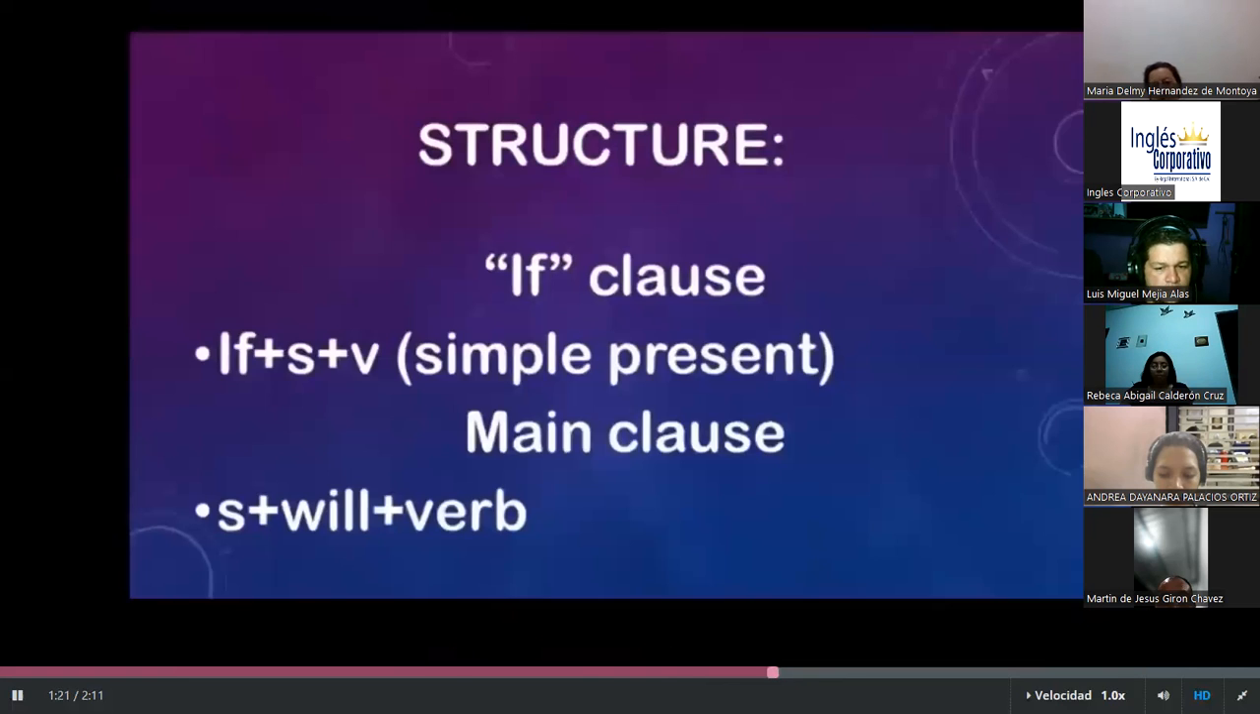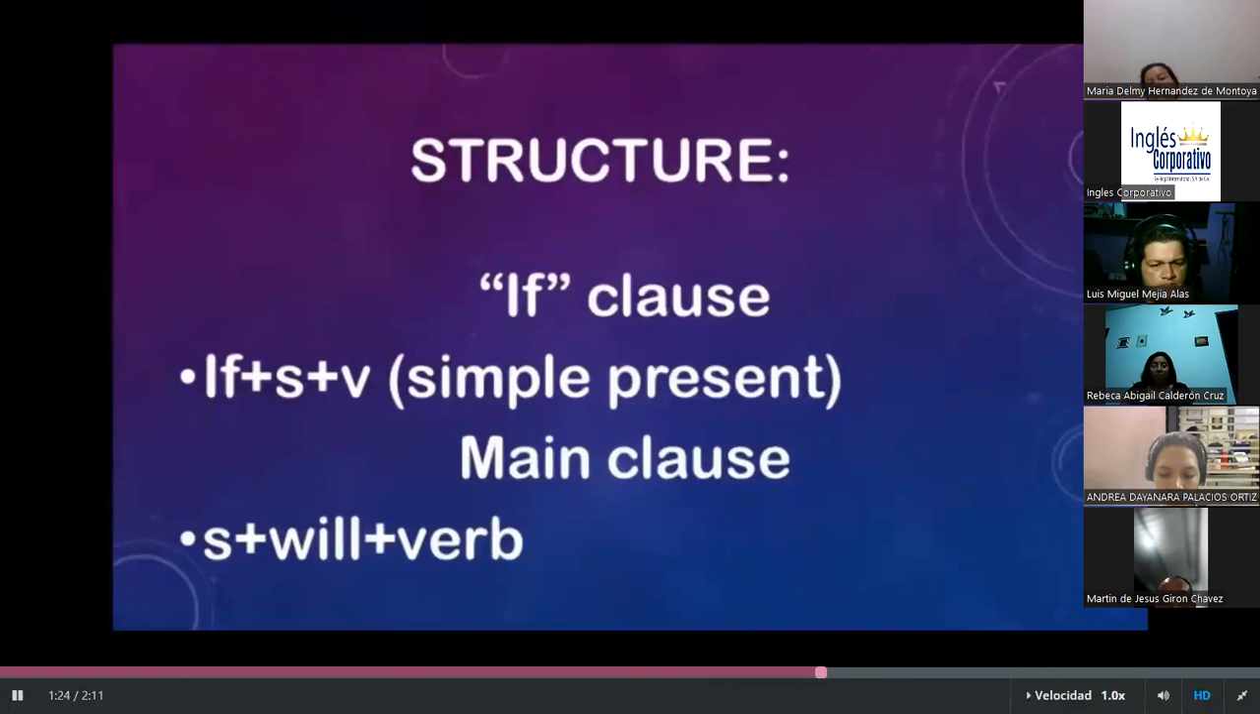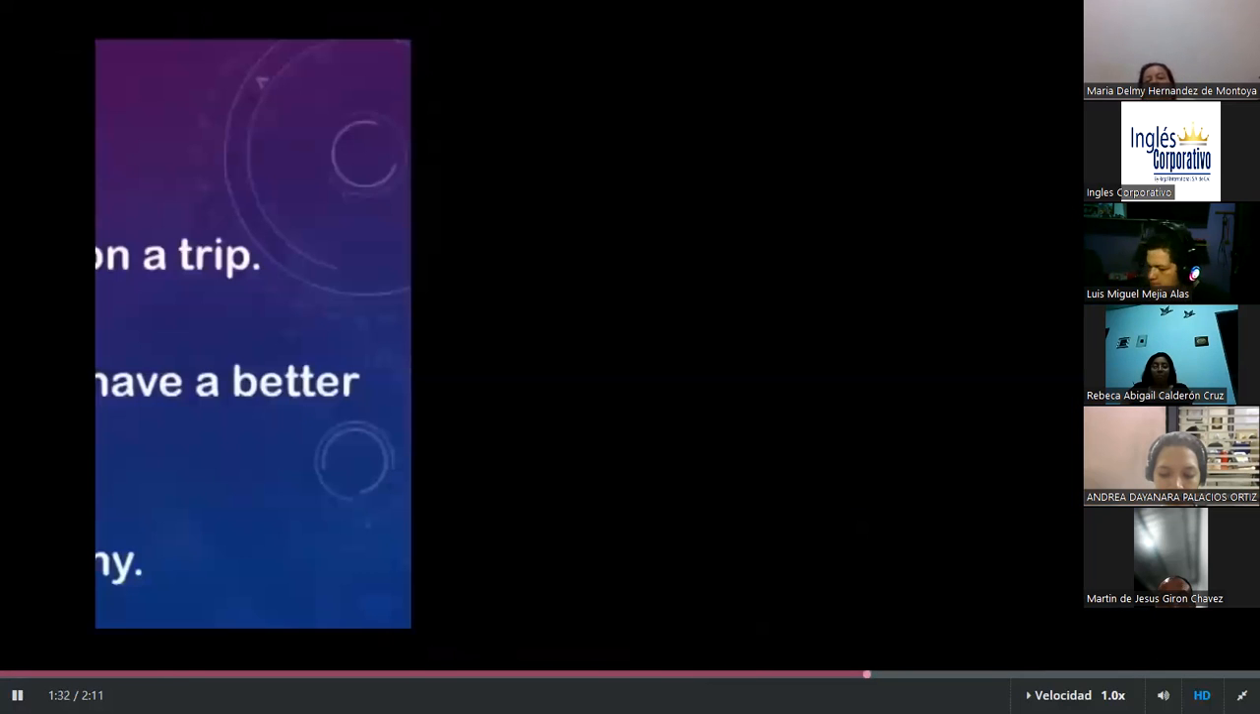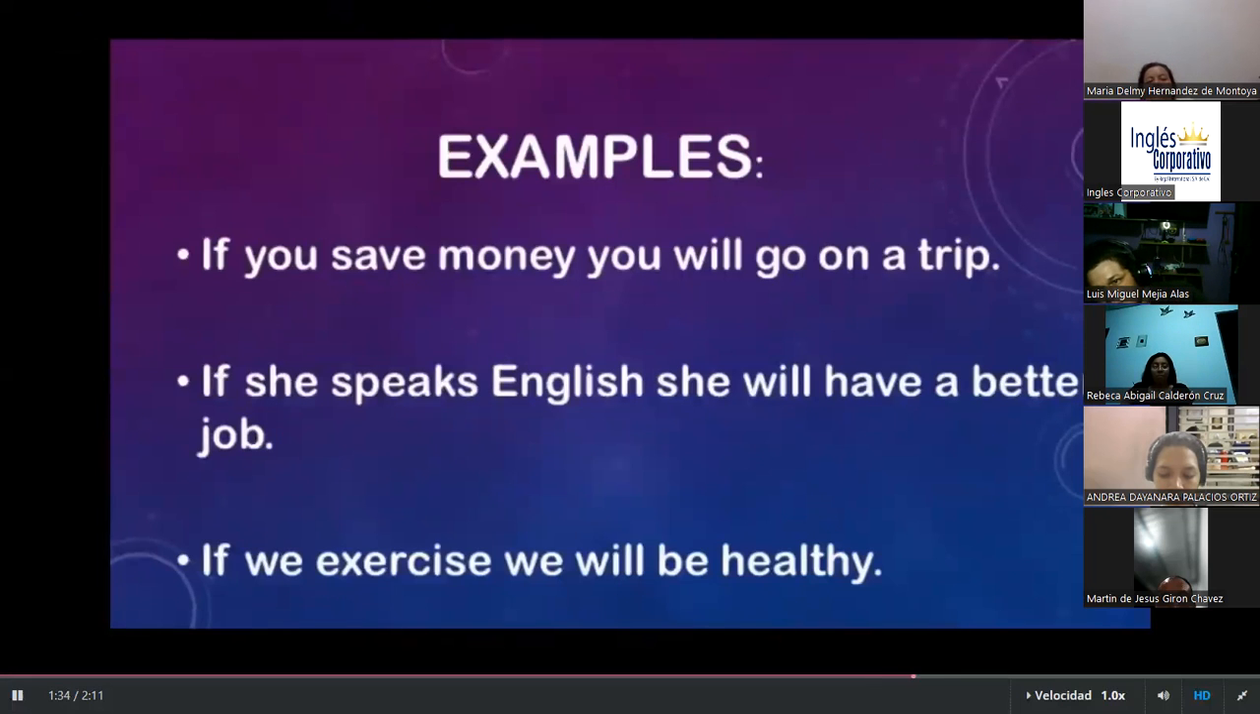Follow me in the structure. If clause: if plus subject plus verb in simple present. Main clause: subject plus will plus verb. Let's work on more examples. If you save money, you will go on a trip. If she speaks English, she will have a better job. If we exercise, we will be healthy.